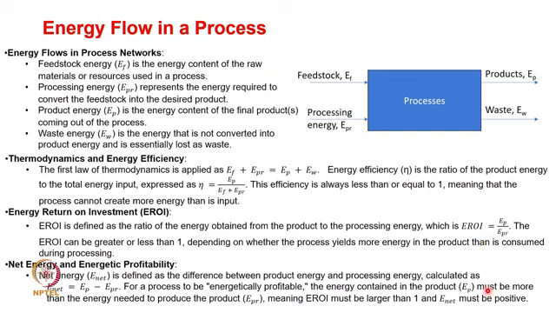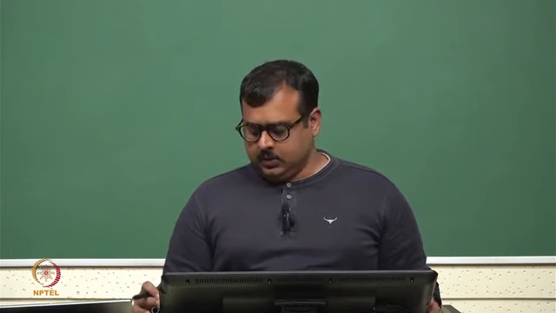And the next terms are net energy and energetic profitability. Net energy ENET is defined as the difference between the product energy and the processing energy, which is calculated as ENET equal to EP minus EPR. For a process to be energetically profitable, the energy contained in the products, which is of course EP, must be more than the energy needed to produce the product, which is EPR, meaning EROI must be greater than 1 and ENET must be positive. So this is another concept that we might use in the subsequent slide. Okay, so let's now move on.